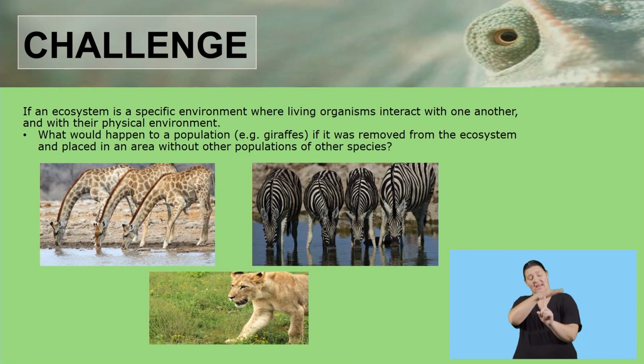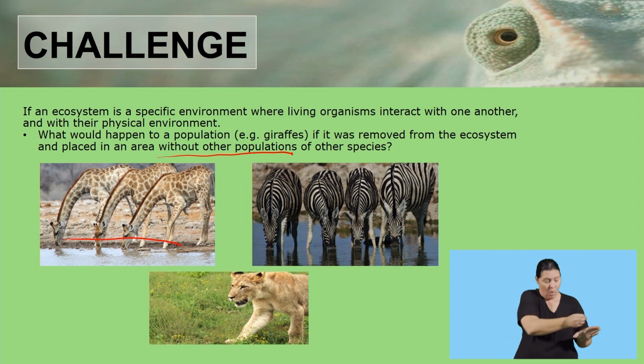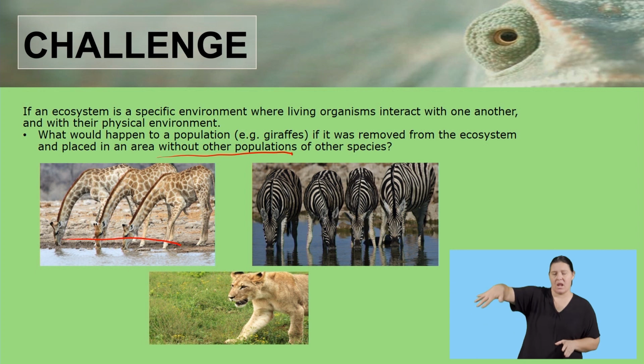Now moving on to our challenge question for today. If an ecosystem is a specific environment where living organisms interact with one another and with their physical environment, what would happen if a population, for example, of giraffes, was removed from the ecosystem and placed in a different area without other populations of other species? So if giraffes were to be removed from an ecosystem and taken to a remote area where they'll just have to exist on their own, what would happen to them?